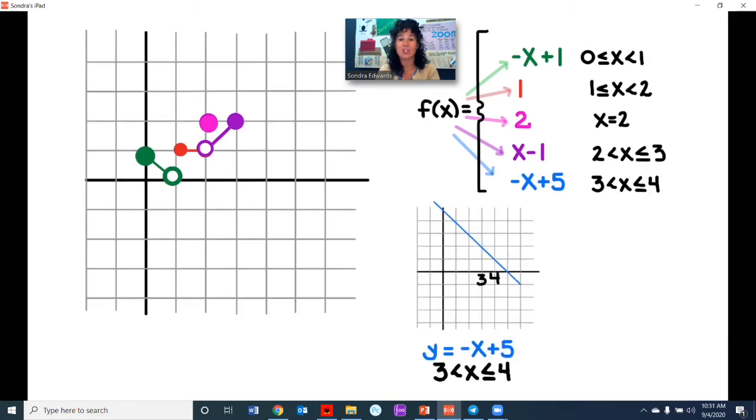I've graphed the equation y equals negative x plus 5, but we only want to keep the piece between 3 and 4.